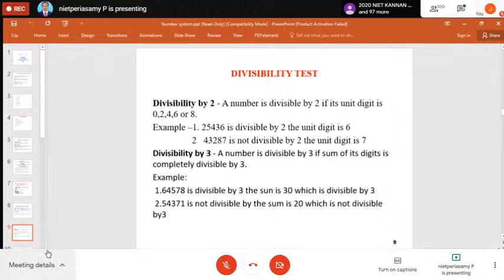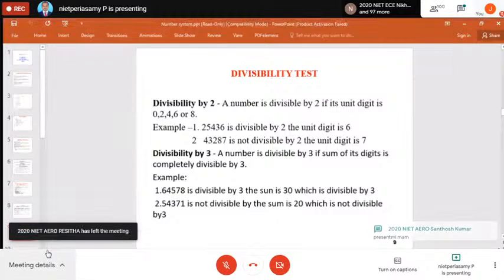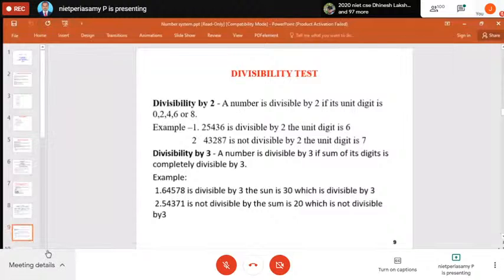Next one is divisibility by 3. Suppose I am given a numeral, how do we identify whether it is exactly divisible by 3 or not? That can be identified by using this test. You add all the digits appearing in the numeral, then divide the summation by 3. If the summation is exactly divisible by 3, then the whole number is divisible by 3. Otherwise it is not divisible by 3. Take one example, 64,578.